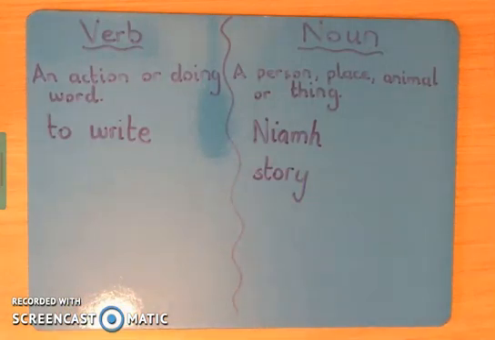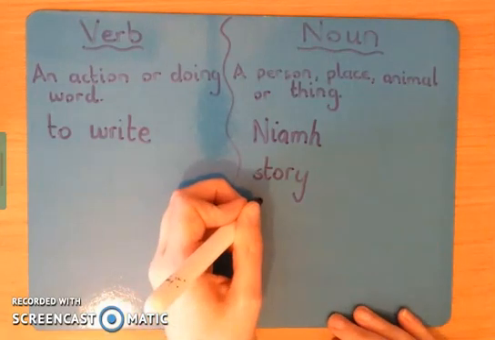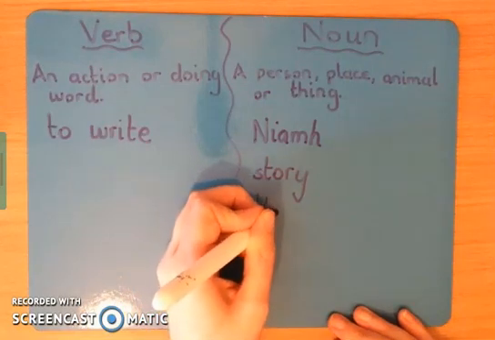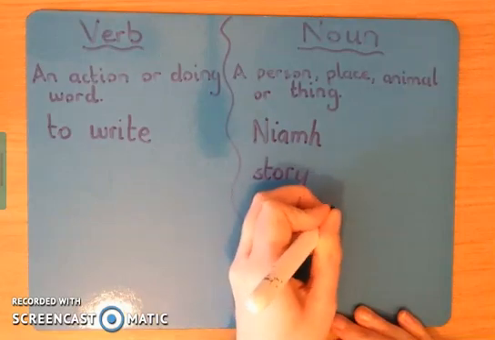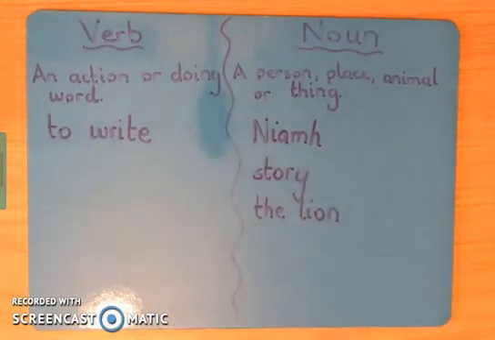Okay, we'll do one more sentence. The lion eats his lunch. The lion. Is that a noun or a verb? It's a noun, isn't it? Yeah. Do you think it's a common or a proper noun? We don't know his name, so lion could refer to loads of different lions. It could be any lion in the world, so it's a common noun. It's a common word that we could use for lots of different lions.